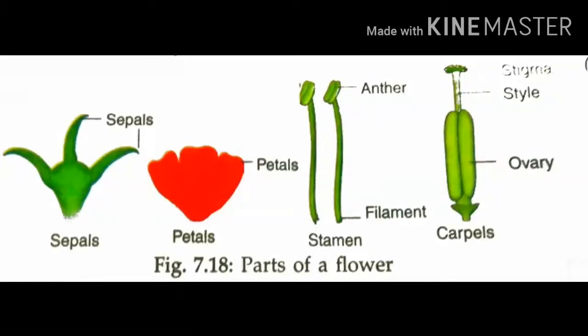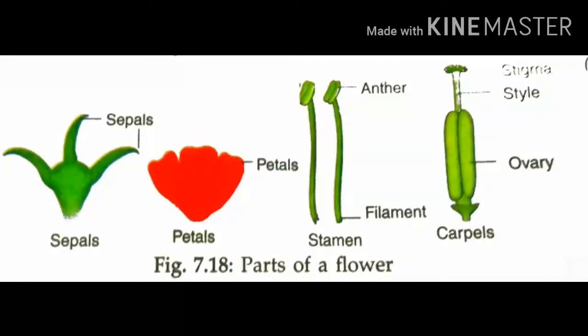During pollination, pollen grains fall on the stigma of the flower. Pollen grains germinate and fertilization takes place. Where does this take place? In the carpel. After fertilization, the ovary turns into a fruit and the ovules become seeds.